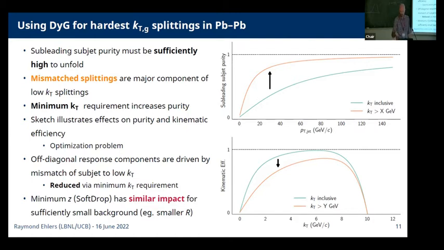Now, we do at least get a little bit out of this, which is that if you look at the response in the KT, the largest off-diagonal components are very, very soft. So again, this minimum KT requirement gives you the opportunity to deal with the off-diagonal components as well. Somehow this serves as a similar requirement to the minimum Z requirement in our soft drop, but gives us a somewhat different way to go about doing this, still using these dynamical grooming algorithms.